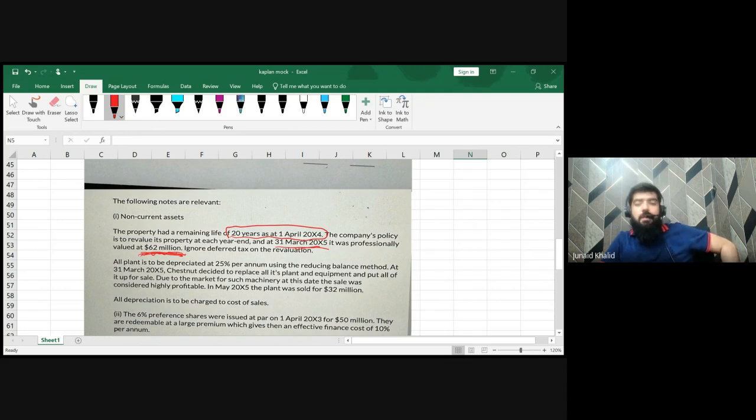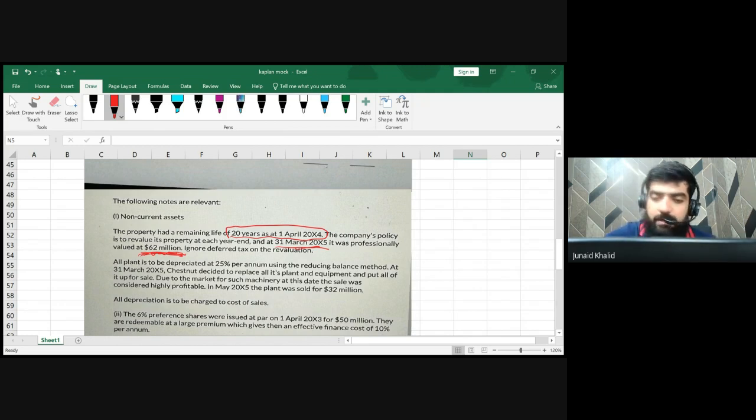So first of all, before revaluation, we need to calculate the depreciation for the year, right? Right. Okay. Now ignore the deferred tax on revaluation. The best part is there is no need to calculate the deferred tax on that revaluation. Okay. Now the second paragraph. Can you please read the second paragraph, Isa, and read it very slowly and let me know. Please guide me what is written over there.